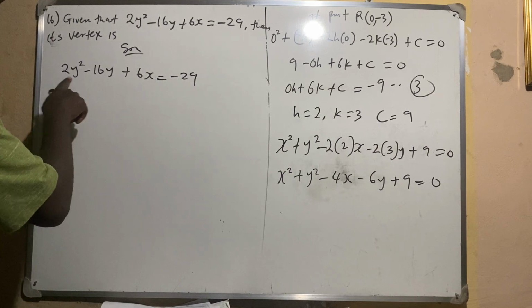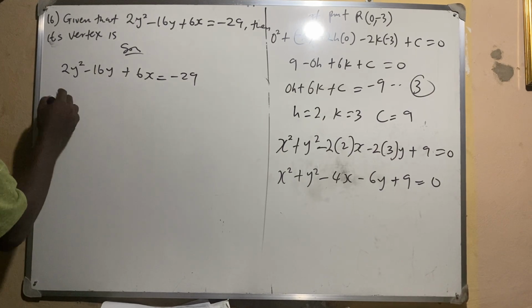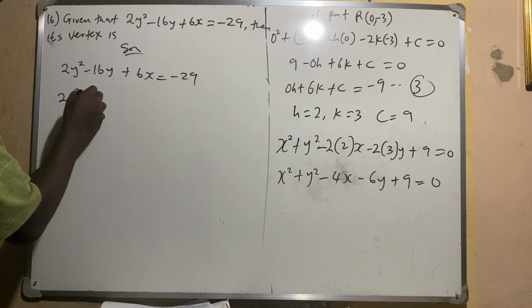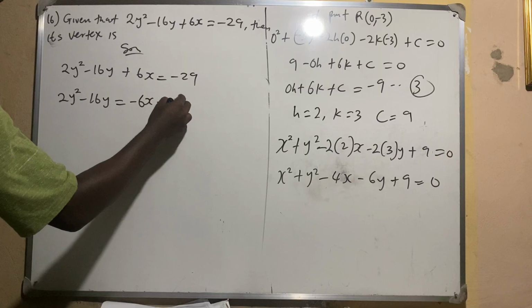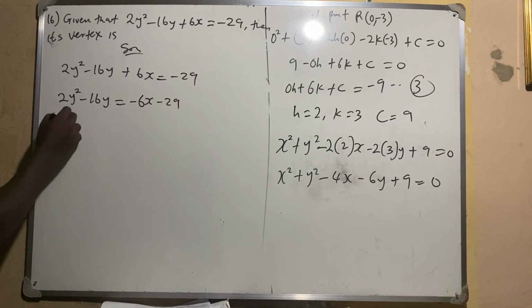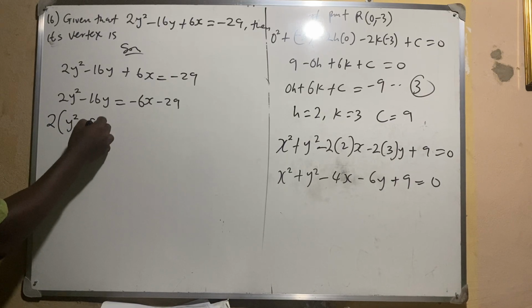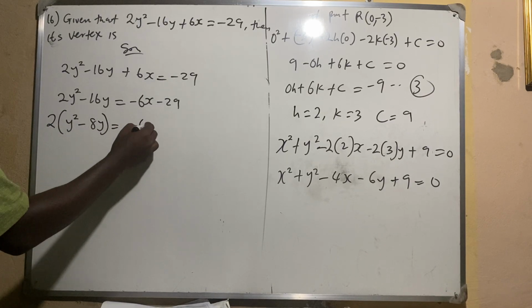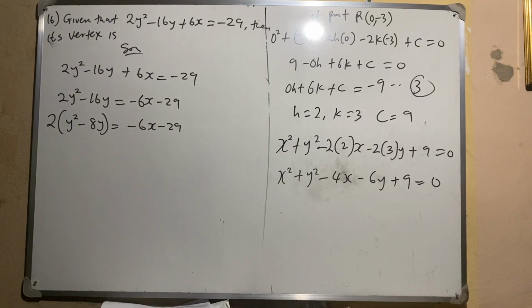Okay, let me move this to this side. Let me leave the terms that have squares in one place. So I have 2y squared minus 16y is equal to minus 6x minus 29. Okay, if I factorize this, I'm going to have 2 outside in bracket of y squared minus 8y is equal to minus 6x minus 29.